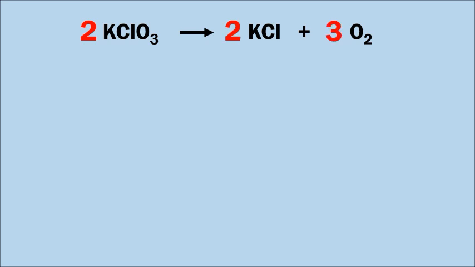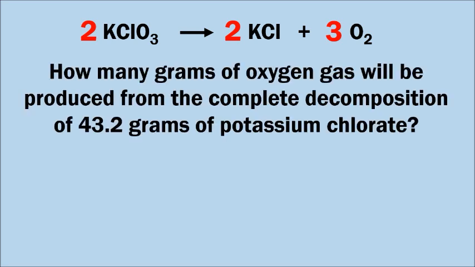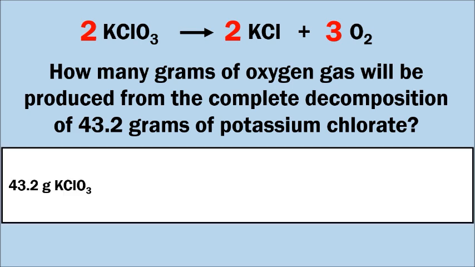But in this problem, we're going to have to convert not from moles to moles, but rather from grams to grams. Here's the example. How many grams of oxygen gas will be produced from the complete decomposition of 43.2 grams of potassium chlorate? So in this problem, we have to start with grams, 43.2 grams of potassium chlorate, but it's going to require 3 steps to get to grams of oxygen.